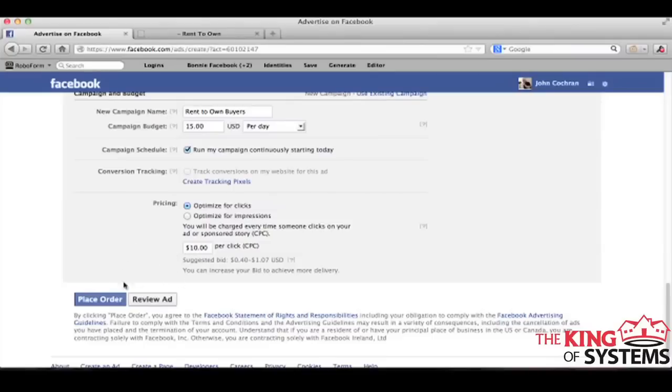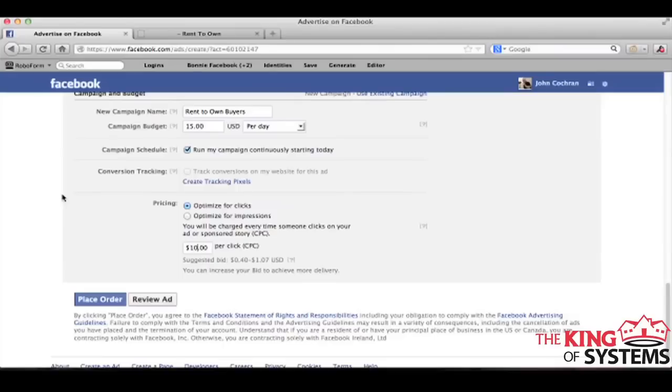Okay. Once you get done with this, you just click place your order. What happens is Facebook's going to review this. Sometimes it takes 24 hours for them to review it, and sometimes it's as quick as almost instant. Rumor has it that if you do all of your ads on Facebook on Sundays, they get approved quicker.